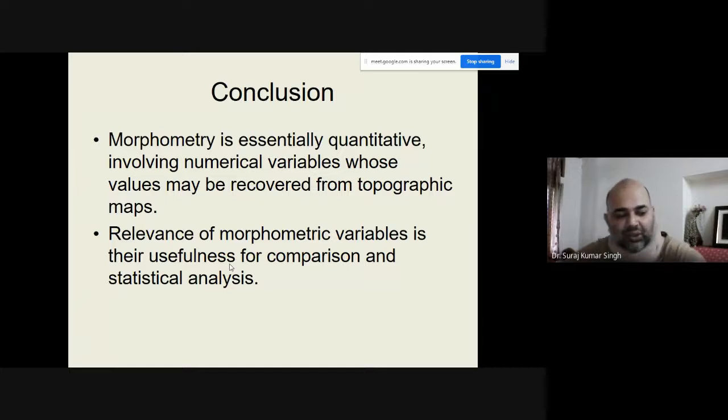So whenever you are doing this kind of analysis, you have to use different data sets, whether from satellite images or from topographical sheets. You have to use all these data sets and images for calculating this drainage morphometric analysis. And with this, I'll end my presentation today.